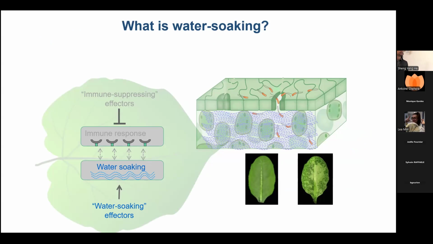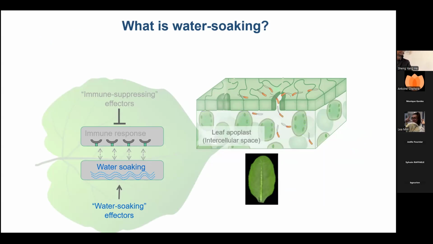Basically, normally this space is filled with air, right? You know, this is important for photosynthesis. If you have water there, the CO2 diffusion will be quite limited, and so plants don't like that at all. So there must be a very precisely controlled mechanism to keep this space air filled. I think that we don't understand precisely how that works.